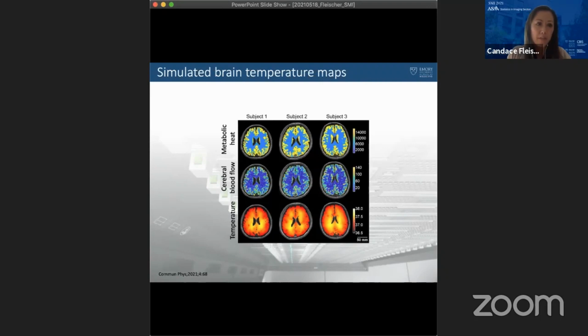And because of these differences, what we propose is that personalized medicine, which of course we know is emerging in contemporary medicine, particularly with thermometry, may be really important. So generating these personalized temperature maps for each individual may be really a crucial step when we're translating this to the clinic.